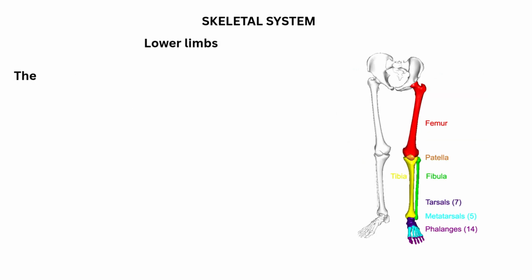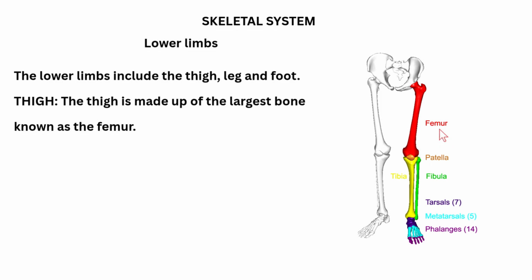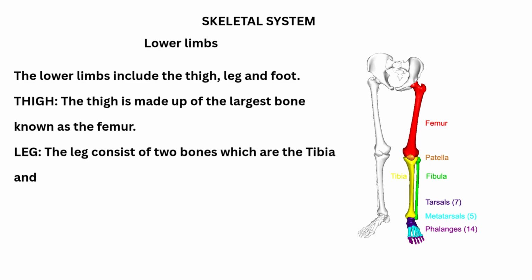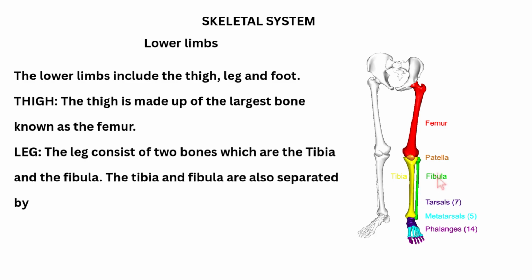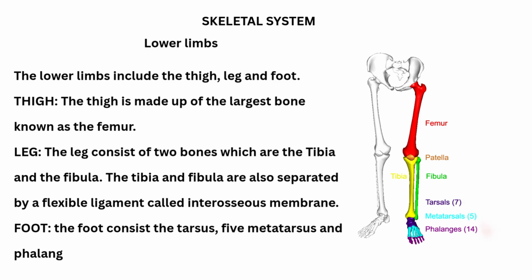Lower limbs. The lower limbs include the thigh, leg, and foot. Thigh. The thigh is made up of the largest bone known as the femur. Leg. The leg consists of 2 bones, which are the tibia and the fibula. The tibia and fibula are also connected by a flexible ligament called the interosseous membrane. Foot. The foot consists of the tarsals, 5 metatarsals, and the phalanges of the toes.